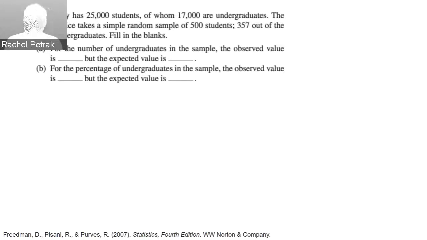In this one, we have a university has 25,000 students, of whom 17,000 are undergraduates. The housing office takes a simple random sample of 500 students. 357 out of 500 are undergraduates. Let's fill in the blanks. For the number of undergraduates in the sample, the observed value is blank, but the expected value is something else.